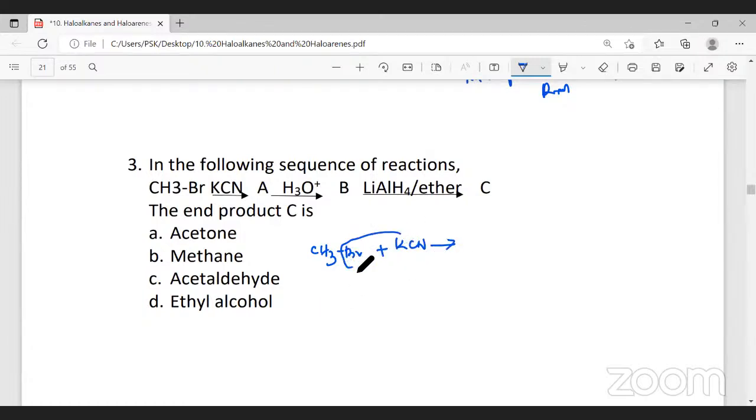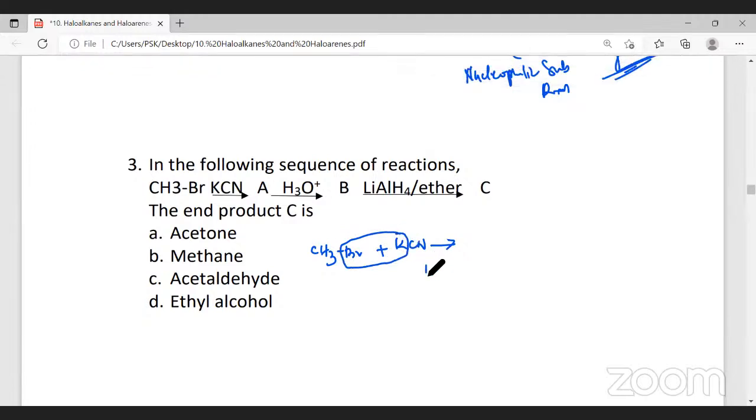K and Br get eliminated as KBr. And in place of Br, what goes? Cyanide. So you get CH3CN. Now, what is this H3O plus called? This H3O plus is called hydronium ion. What do you mean by hydronium ion? It is water and H plus. So H plus means it is acid.